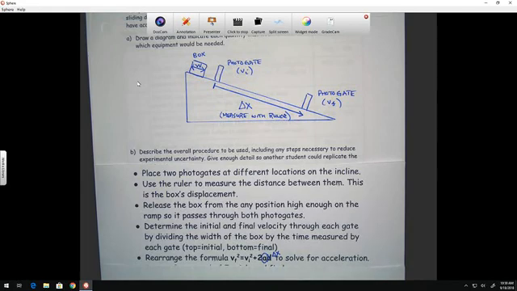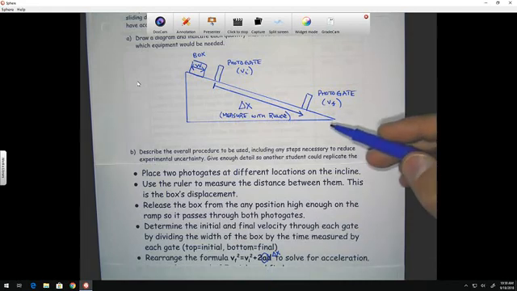A lot of you were confused on this. I know people who talked about using photo gates didn't quite make the connection to this. And this is important because it makes your experiment conceptually plausible. You have to have some type of formula in mind or some kind of relationship that will allow you to use your information from the lab to make sense and get an acceleration.